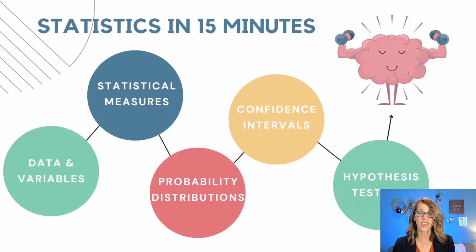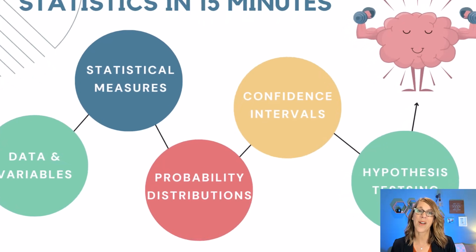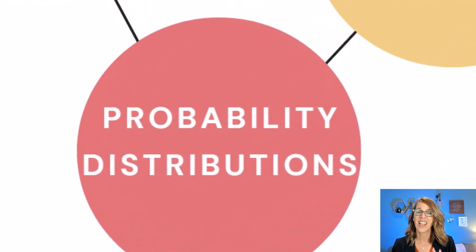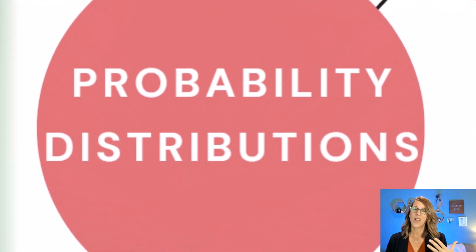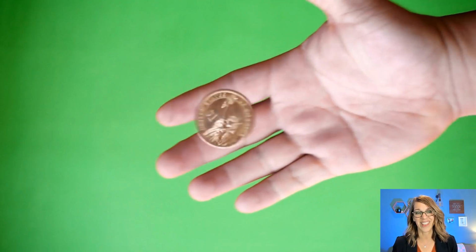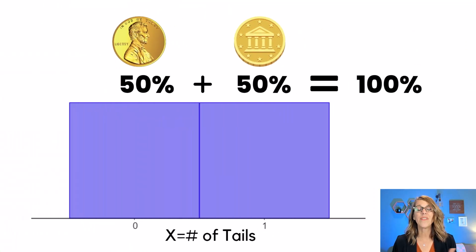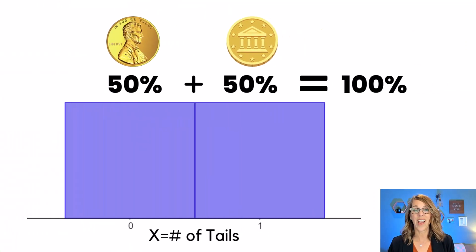Okay, how are we doing? Next up are probability distributions. Let's start with one that you know. What's the probability of getting tails in a coin toss? Well, if you said 50-50, you are correct. There's a 50% chance that you get heads, 50% chance that you get tails. Of course, these are all the outcomes, so they add up to 100%.